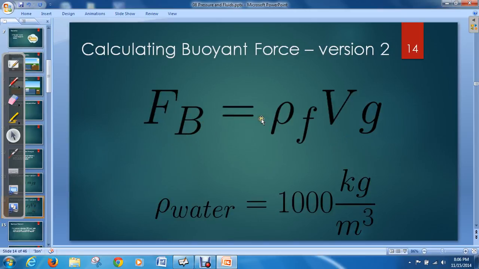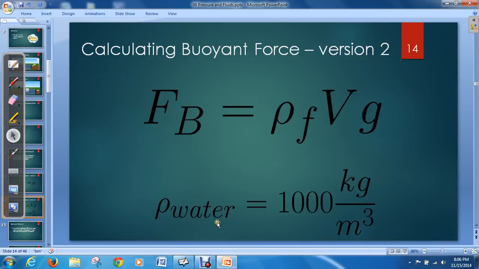The buoyant force equals the density of that fluid times the volume of the object that is in that fluid times the gravitational acceleration. Okay, so density of the fluid times volume times g. Okay. Now this is much more applicable because you can measure the volume of an object and you can find the density of a fluid. So you just need those two values to calculate the buoyant force.